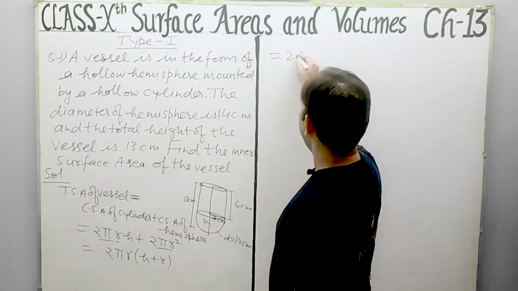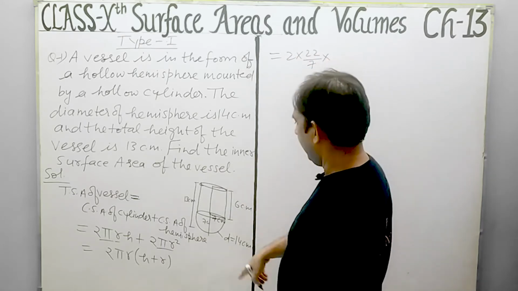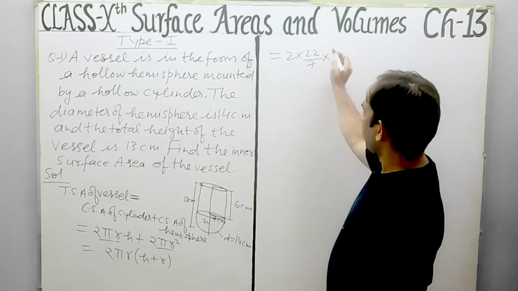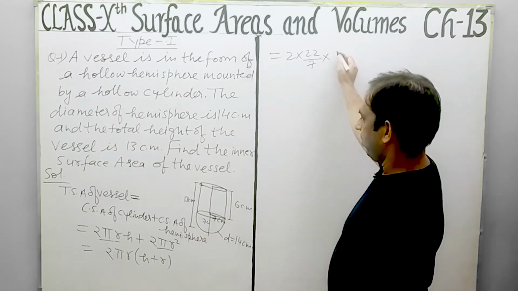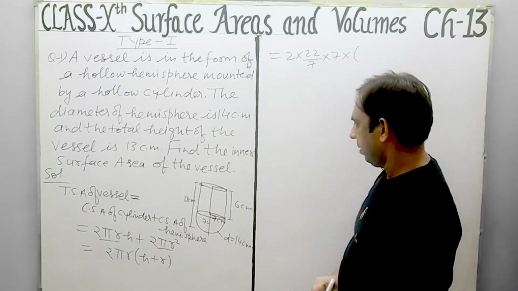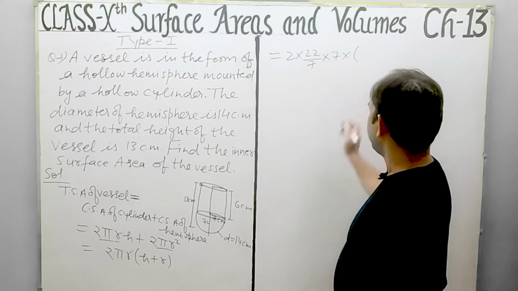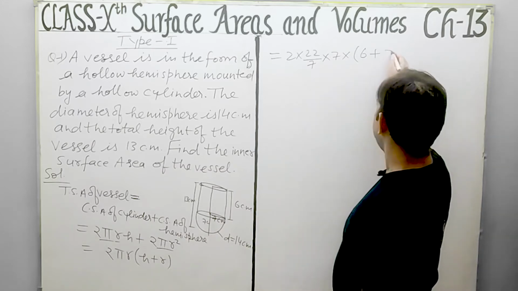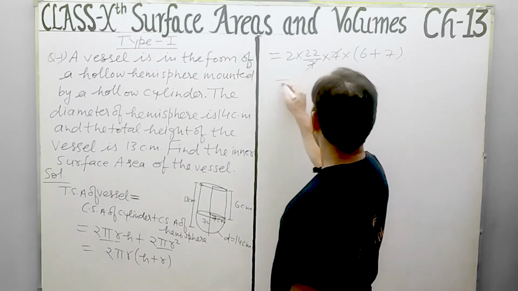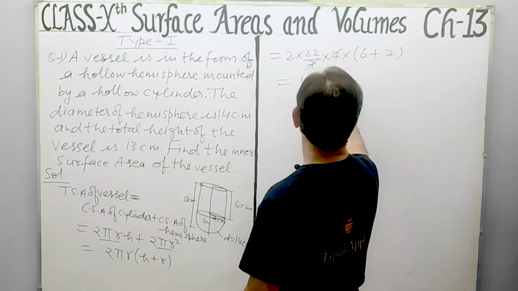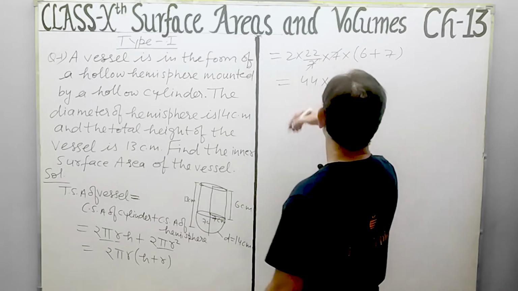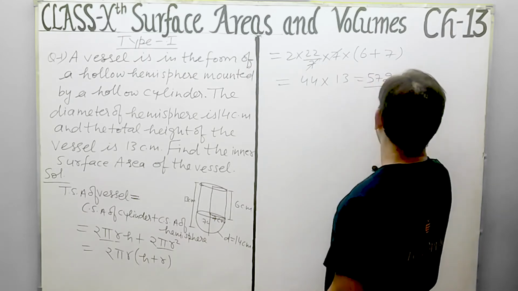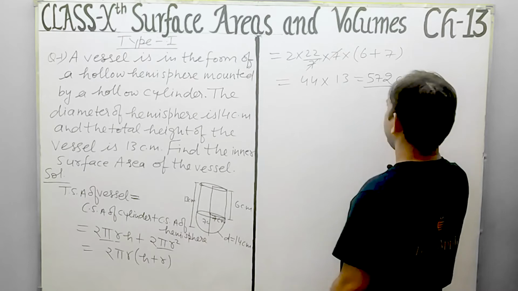Here you can put the value 2 into 22 by 7, and the radius of both shapes will be the same, because their bottom and base are the same. So here the radius is 7, and the height of the cylinder is 6, and the radius of the hemisphere is 7. So you can cancel out 7 by 7, it will be 44 into 13, so 13 times 4 is 52, and 13 times 4 is 52. 572. It is the required total surface area of this vessel.